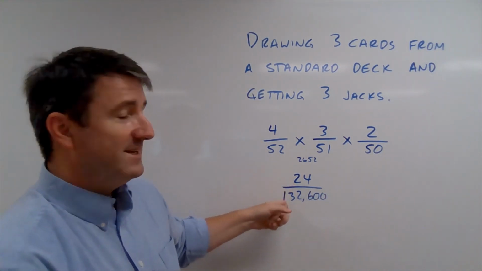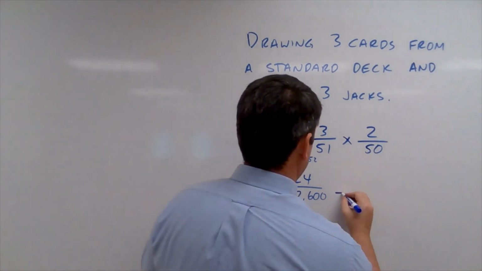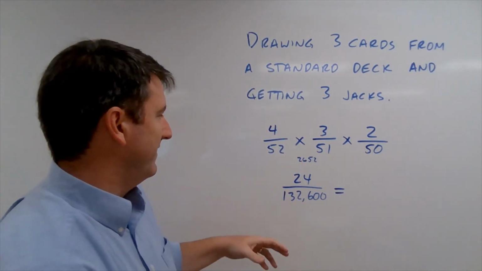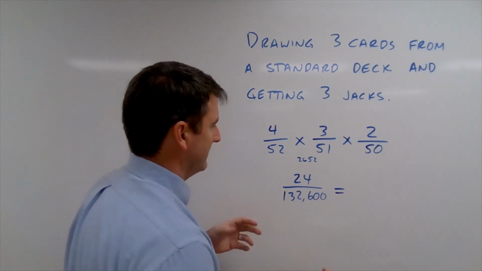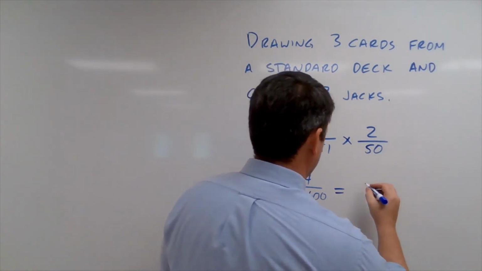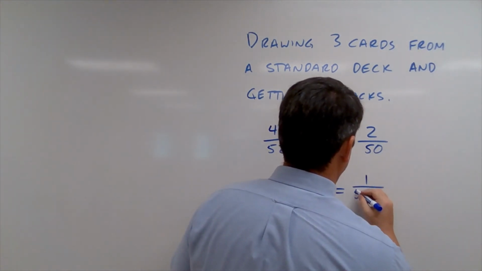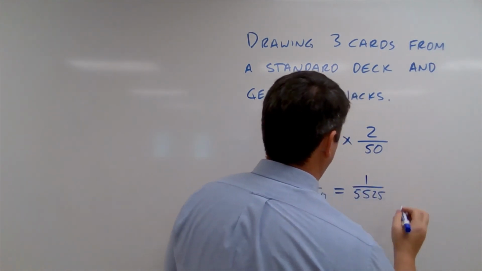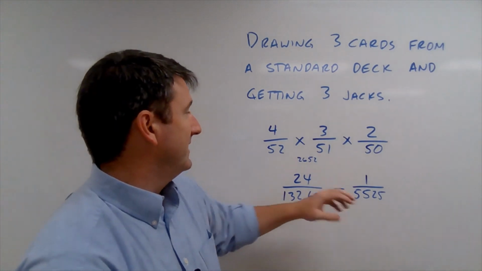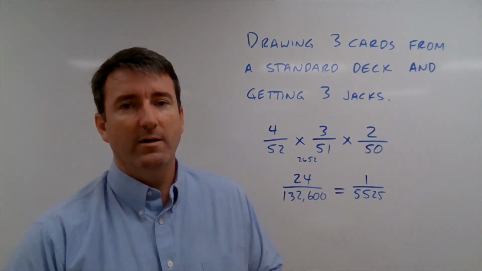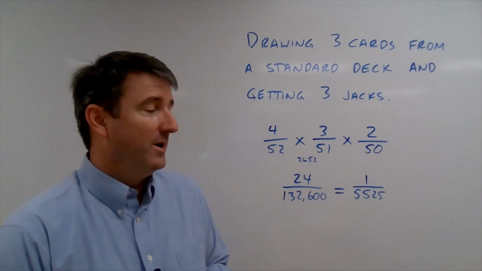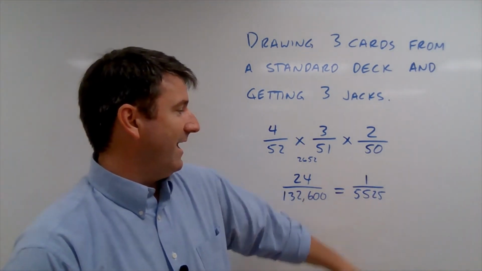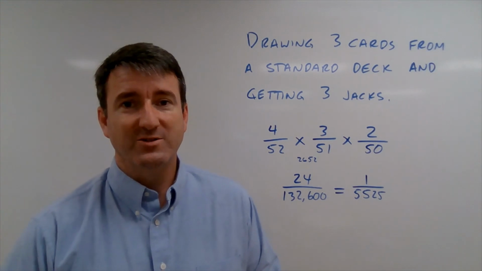And we can simplify this. 24 divided by 132,600 is going to reduce to 1 over 5,525. So the probability of drawing 3 jacks out of a deck of cards in a row is going to be 1 out of 5,525.